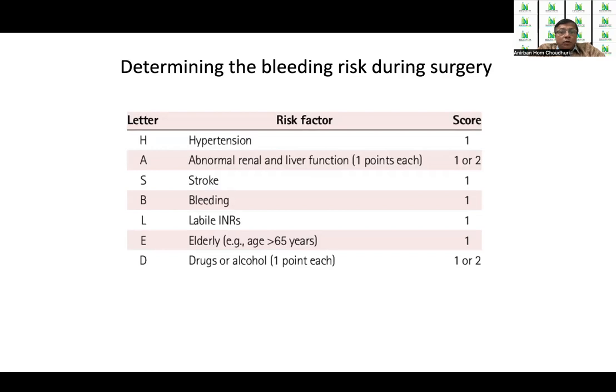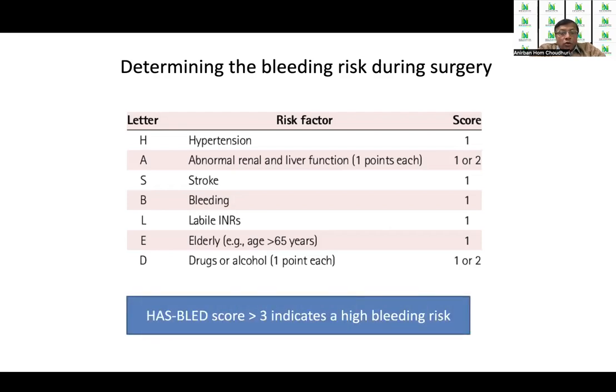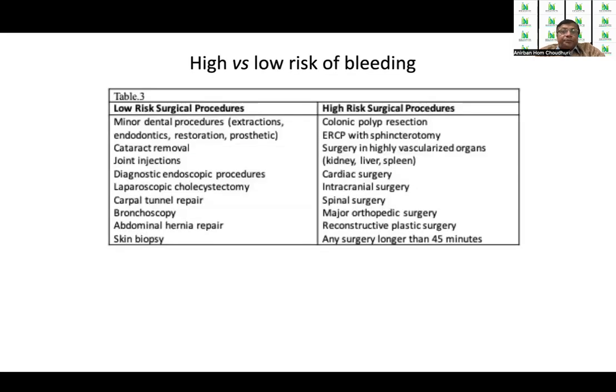S stands for stroke. B stands for bleeding. Labile INR, which is fluctuating, scores 1. Elderly, that is age more than 65 years, is also assigned a point of 1. And drugs or alcohol, if the patient is on either drugs or alcohol, then that again gets a point of 1 or 2, depending on the presence of one or both factors. So a HAS-BLED score of more than 3 indicates a high bleeding risk.